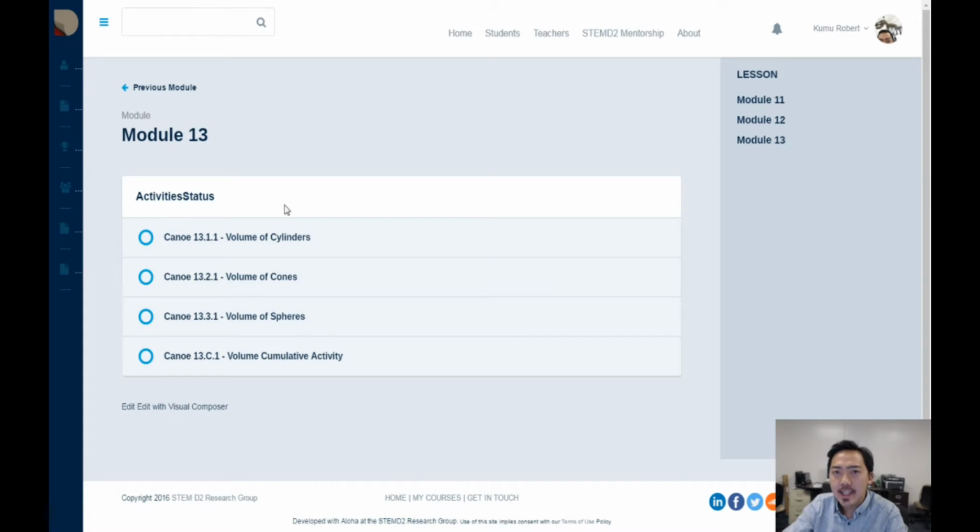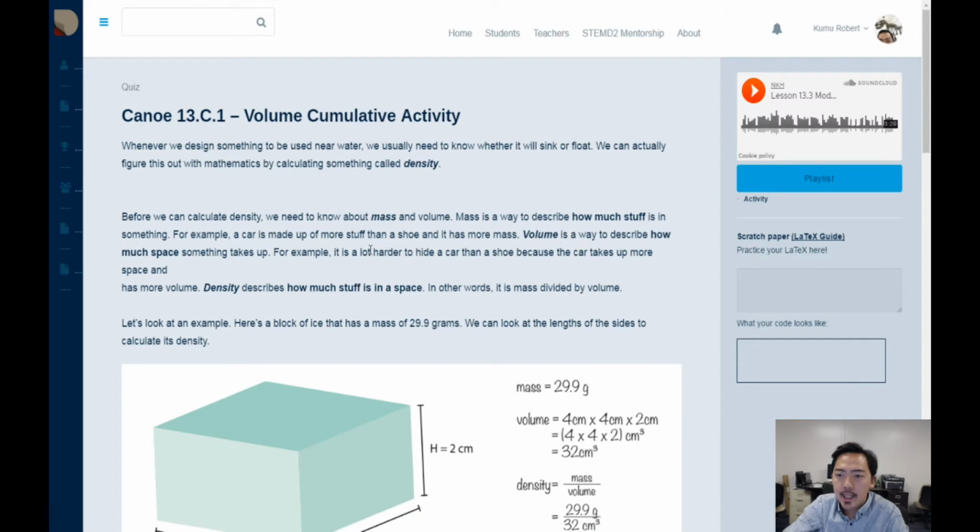Welcome back. Let's go on to our last activity, Canoe 13.C.1. In this activity, we're going to learn about something called density. Density helps us to figure out whether something will float or sink.